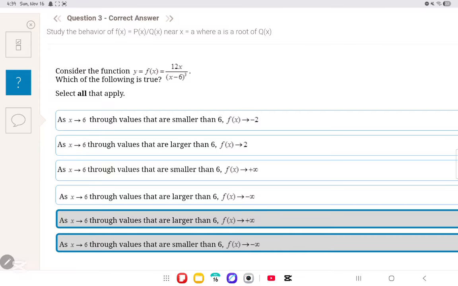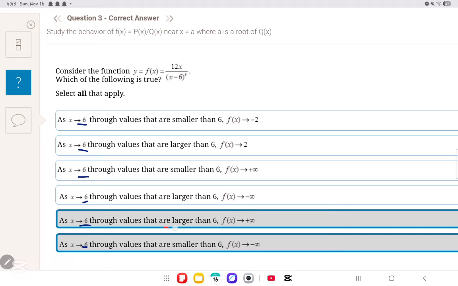Consider the following function. Again, it's the same exact thing. So what are you supposed to do in this scenario? Here we need to read the question a little bit, and we need to read the answer. Before, it was as x approaches plus infinity or minus infinity. Here, as x approaches 6, what happens if we put x to be 6? 6 minus 6 cubed is going to be 0 cubed, and it's going to be 12x over 0, which is going to give me infinity, either plus infinity or minus infinity. It depends on if we're above 6 or smaller than 6.